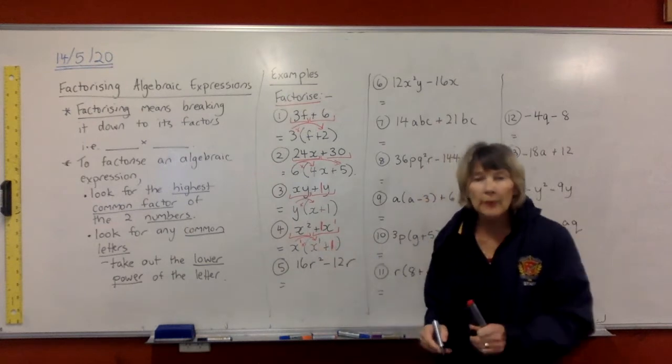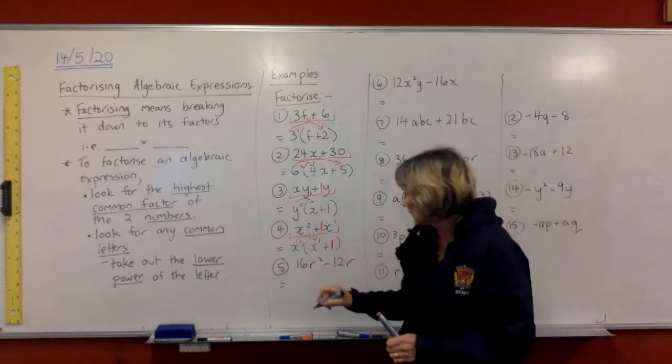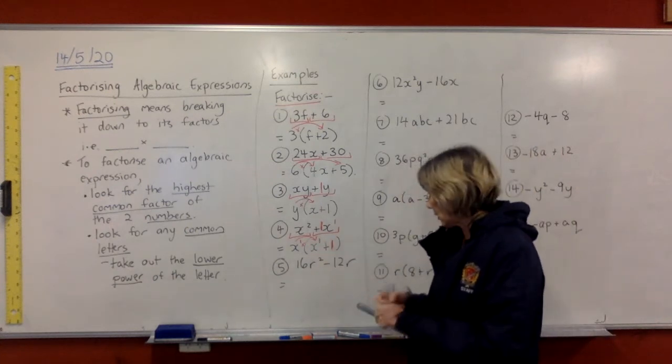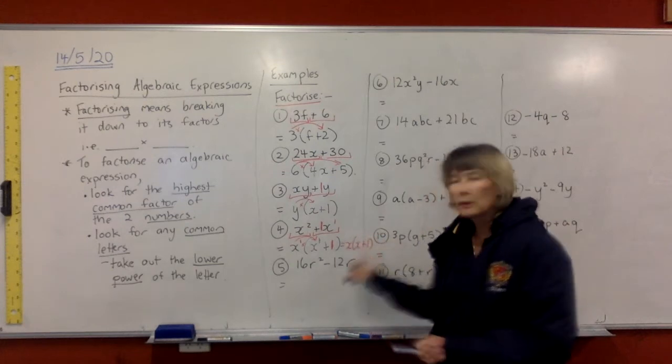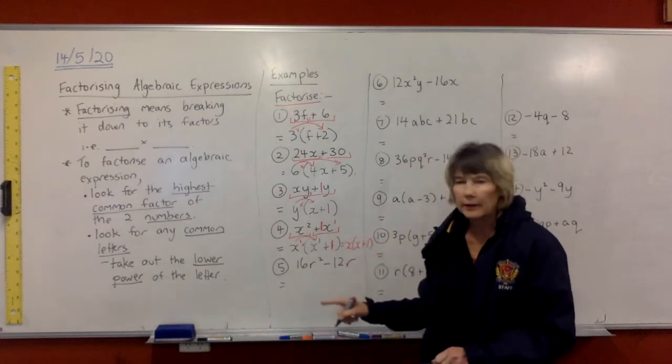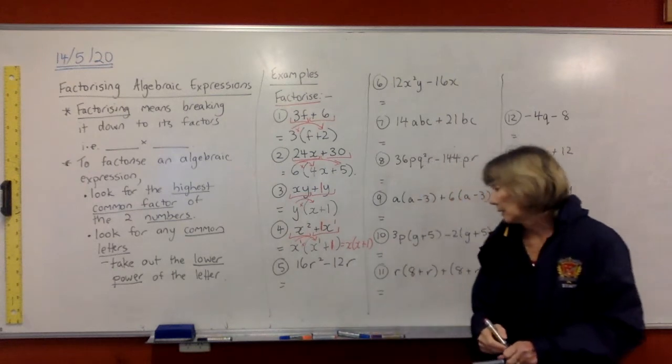Now, you wouldn't write those 1s in the answer, the little 1s up the top. So your answer will actually look like this. I'd like you to write that underneath, not to the side. I just didn't leave enough room for it.